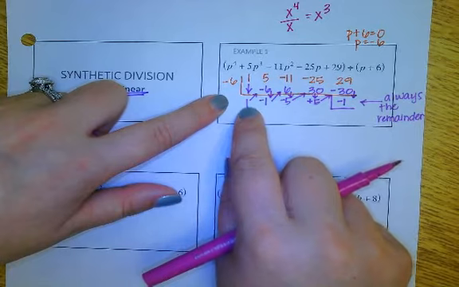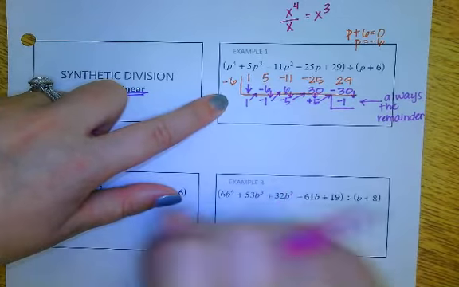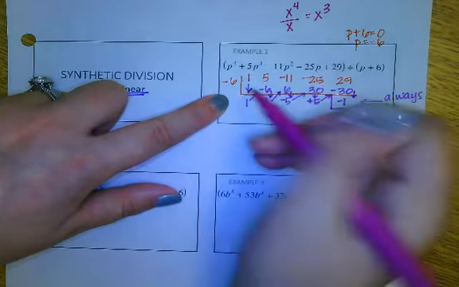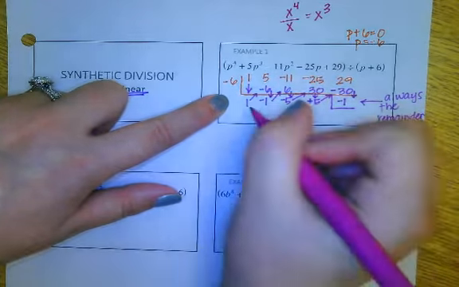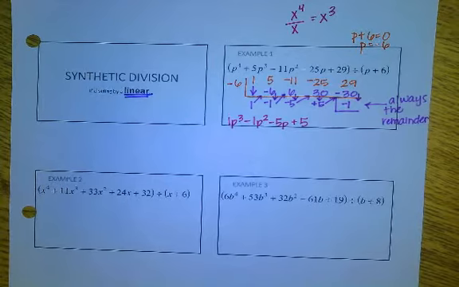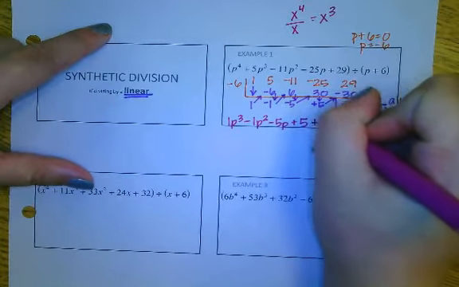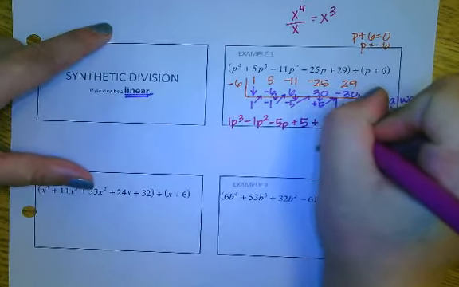So now each of these numbers here represents the coefficients of my quotient. So I have 1p cubed minus 1p squared minus 5p plus 5. That would be my quotient. And then if I add in my remainder, it would be plus a negative 1 over p plus 6.